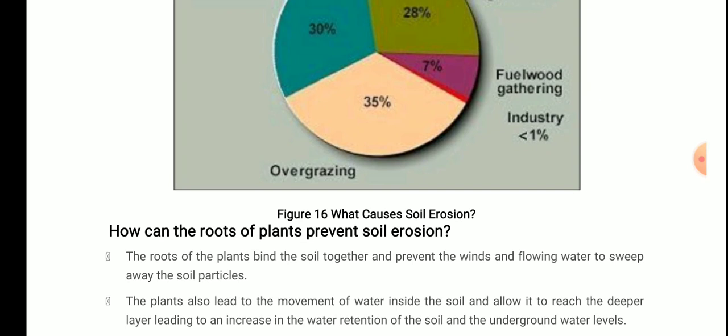because there is no movement of soil, the water moves inside the soil. The plants also lead to the movement of water inside the soil, so that the water can reach deep inside, and because of that the underground water level is also managed, or you can say it is increased. Clear? So in this way the roots of the plants prevent soil erosion.